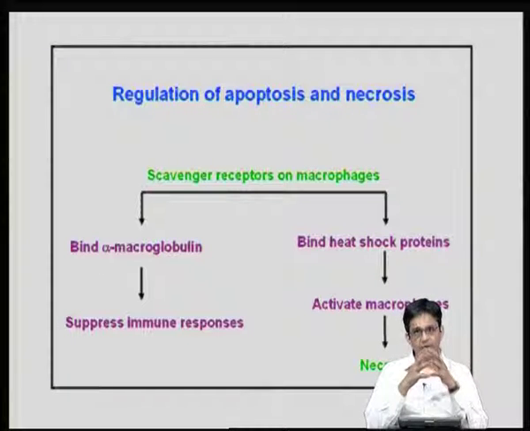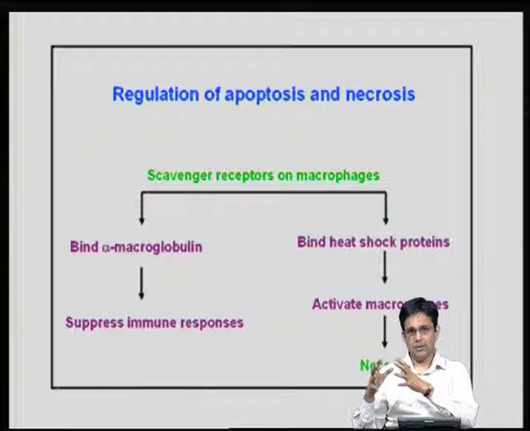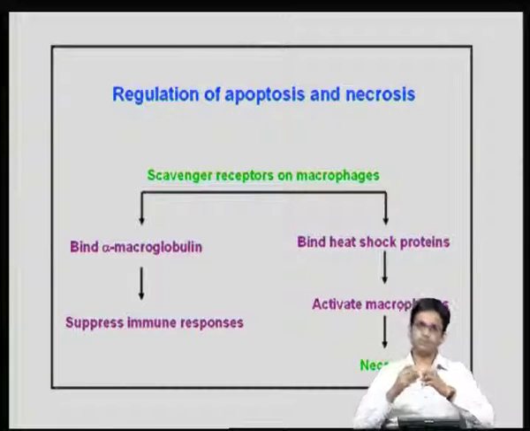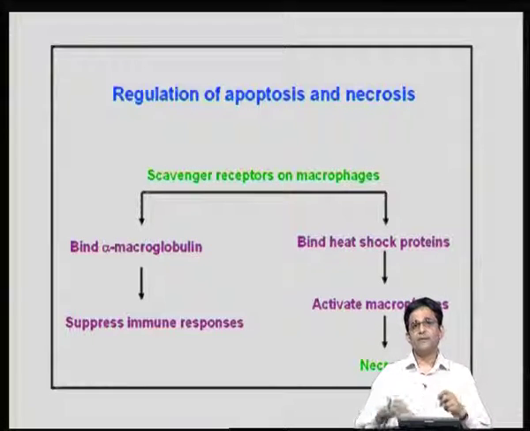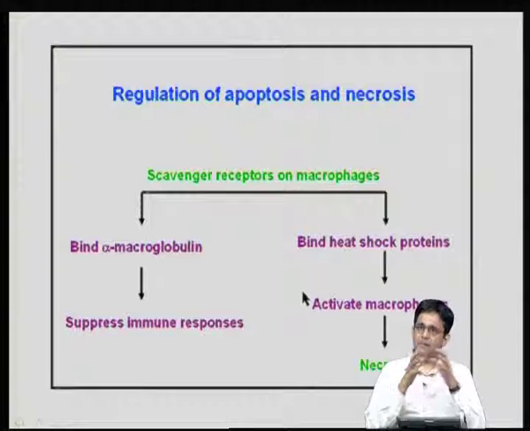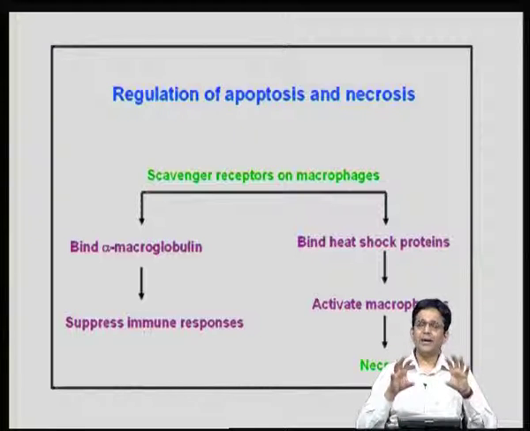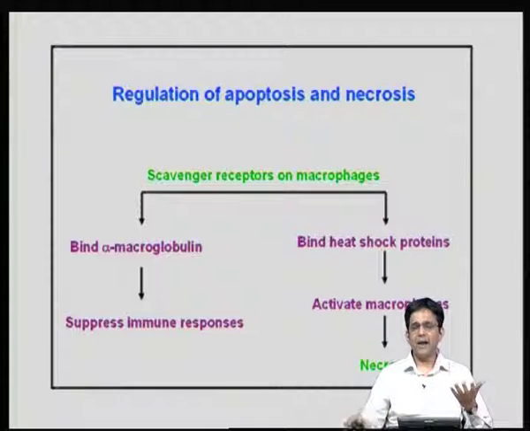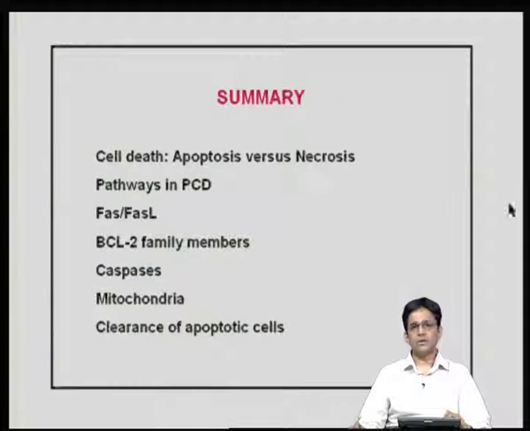So this is where you have a single receptor that can bind to a particular one, let us say alpha macroglobulin, they suppress immune responses, or they bind to heat shock proteins, they activate macrophages and result in necrosis. So what is shown over here is depending on what these molecules bind to, you can get different responses. This is important because it is also important in terms of regulation of apoptosis versus necrosis.